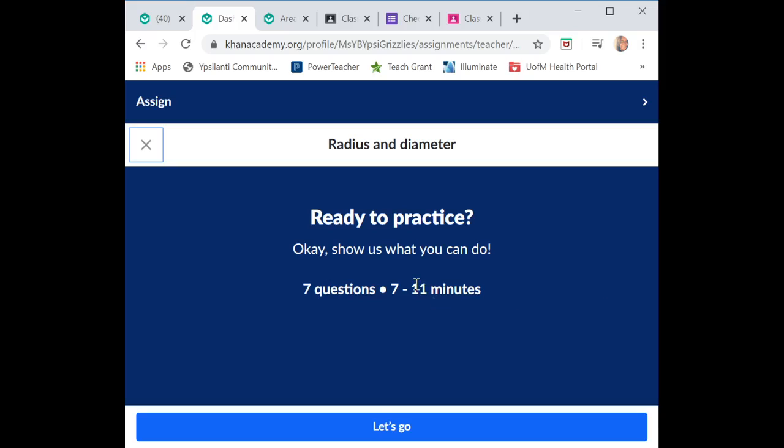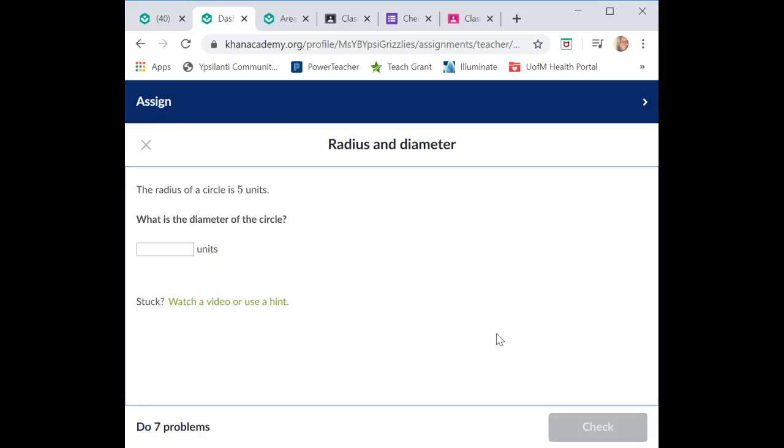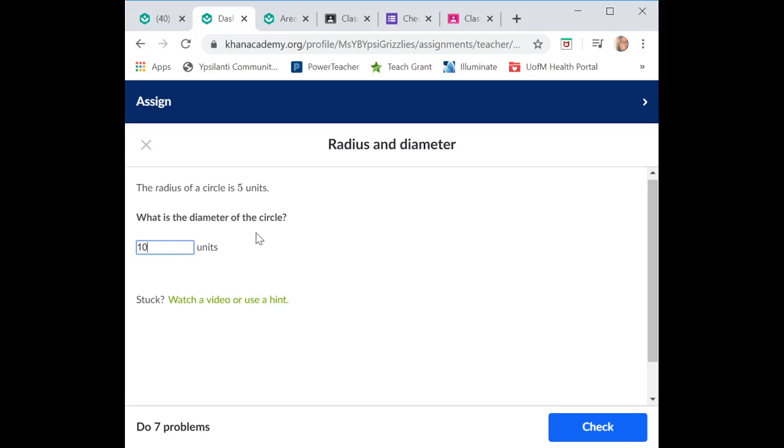Oh, did I click? No, radius and diameter. Okay. So in this first problem, they do start off a little easy for us, thankfully. They say the radius of a circle is 5 units. What is the diameter of the circle? So to find the diameter, all you would do is multiply this radius by 2. So the answer should be 10 units. Again, all we did was 5 times 2 to get 10.